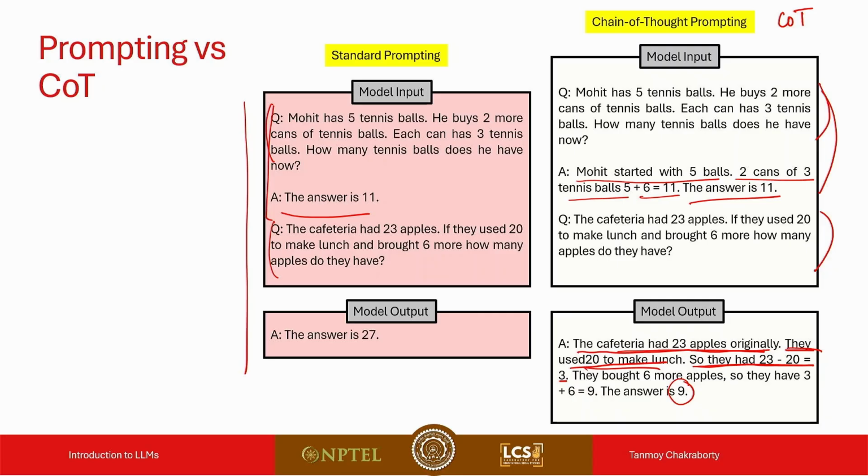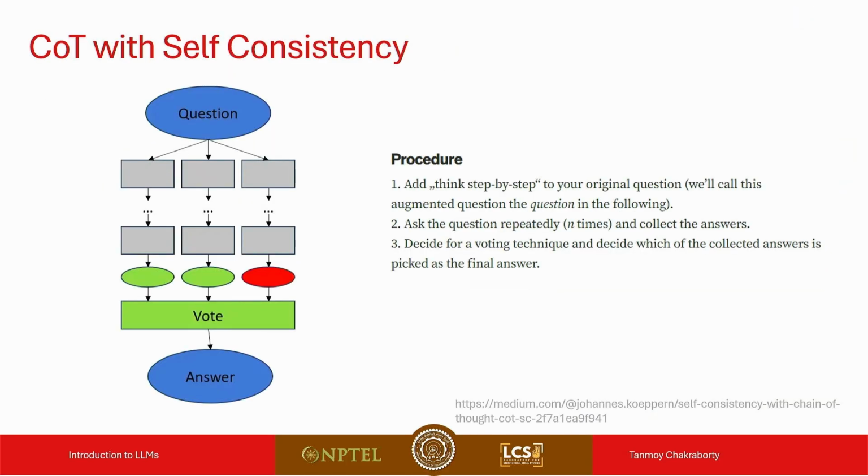Now, surprisingly, in the COT paper, they also showed that if you don't have any example and you want to do it in a zero-shot manner, you just write, let's think step by step, and then your question that you want to solve. Then also you see that the model will be able to decompose the problem into steps, and each of the steps will be solved one by one.